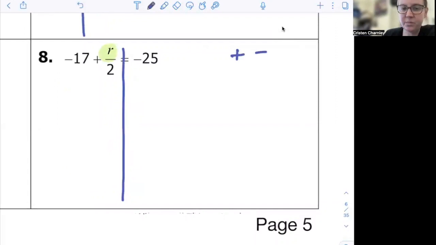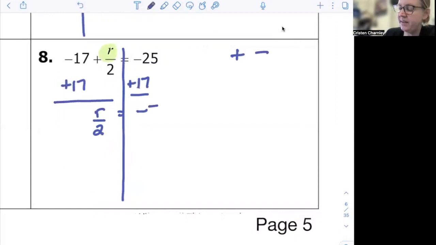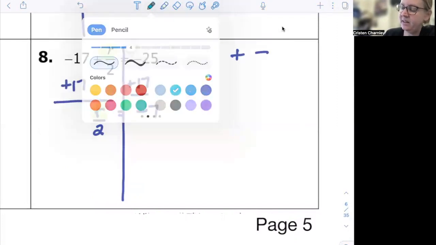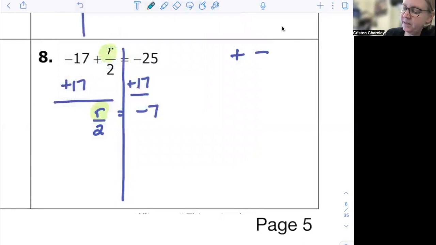I want to add and subtract first. So I will add 17 on the left of the equal sign, add 17 on the right. So R divided by 2 is equal to a -7. My variable is still right here. Again, this divide looks a little tricky, but this is really divide. So I'm going to times both sides by 2. Those two cancel out. R is equal to -14.